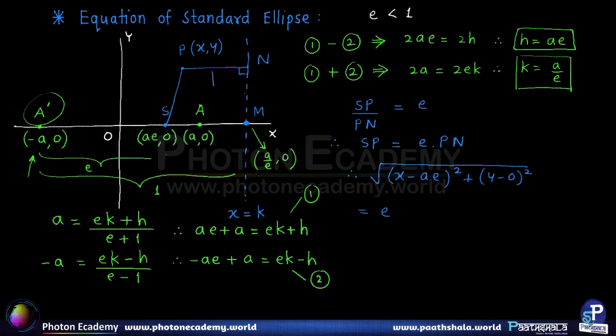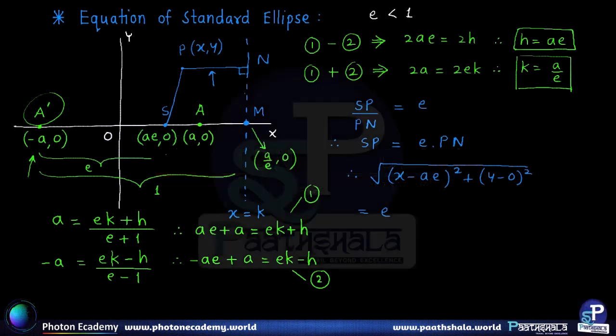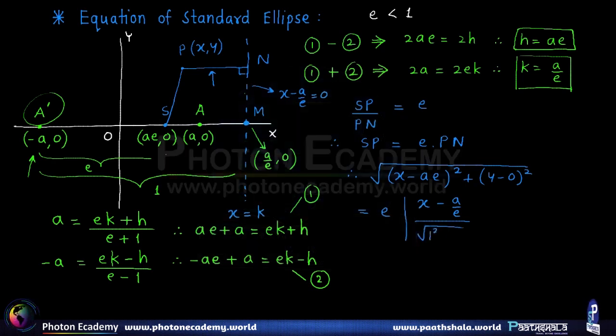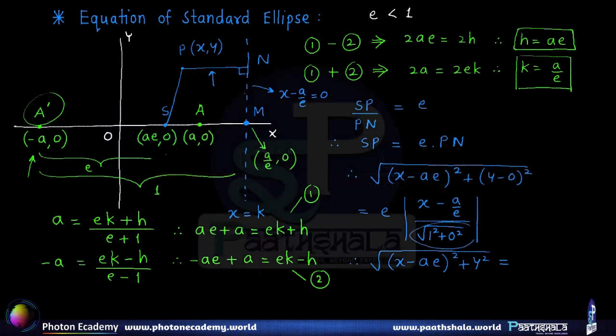the PN, this distance will be given by the formula. For that we'll have to first write the equation of the directrix, that is x minus A upon E equal to 0, in the general form, that's in the standard form. So this is given as (x minus A upon E) whole upon root of 1 square plus 0 square. We know how to find the distance of a point from the line. So therefore we get root of (x minus AE) the whole square plus y square is equal to, now this denominator is 1 and E being always a positive number, that can be taken inside the modulus sign.